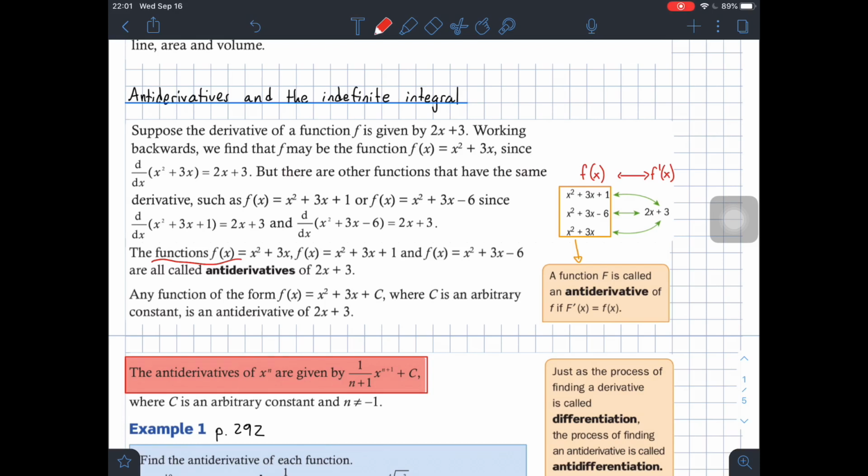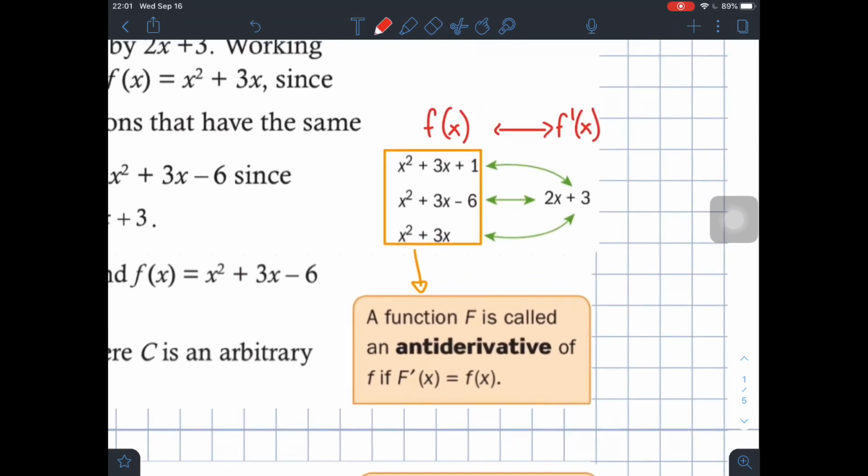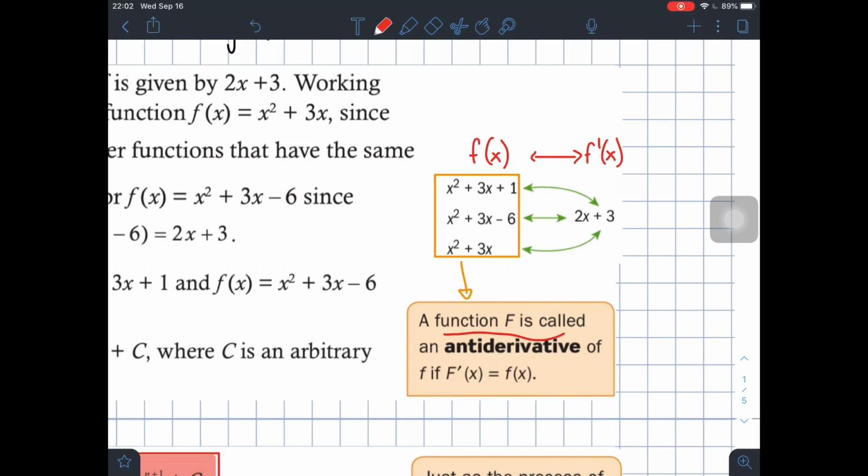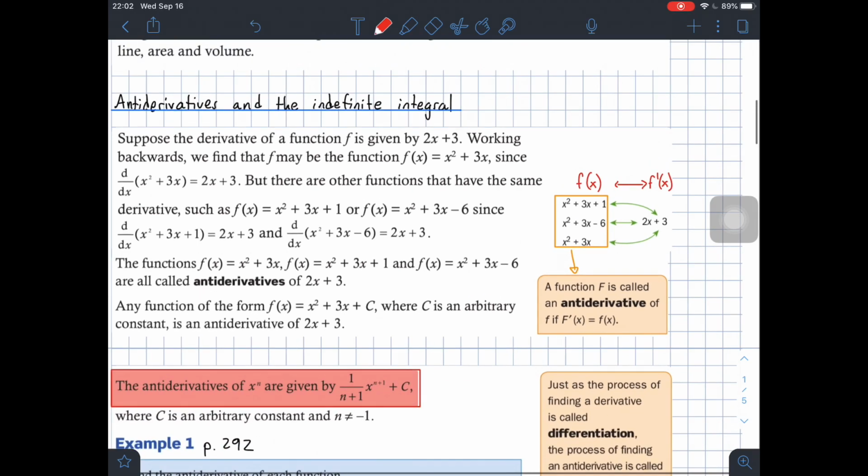Then it says the functions f of x equals x squared plus 3x, f of x equals x squared plus 3x plus 1, and x squared plus 3x minus 6 are called the antiderivatives of 2x plus 3. Any function of the form f of x equals x squared plus 3x plus c, where c is any arbitrary constant, is an antiderivative of 2x plus 3. So here you can see that all of these functions have the same derivative, which is 2x plus 3. So it says a function F is called an antiderivative of f if F prime of x is equal to f of x. Okay, so that's the definition of antiderivative.